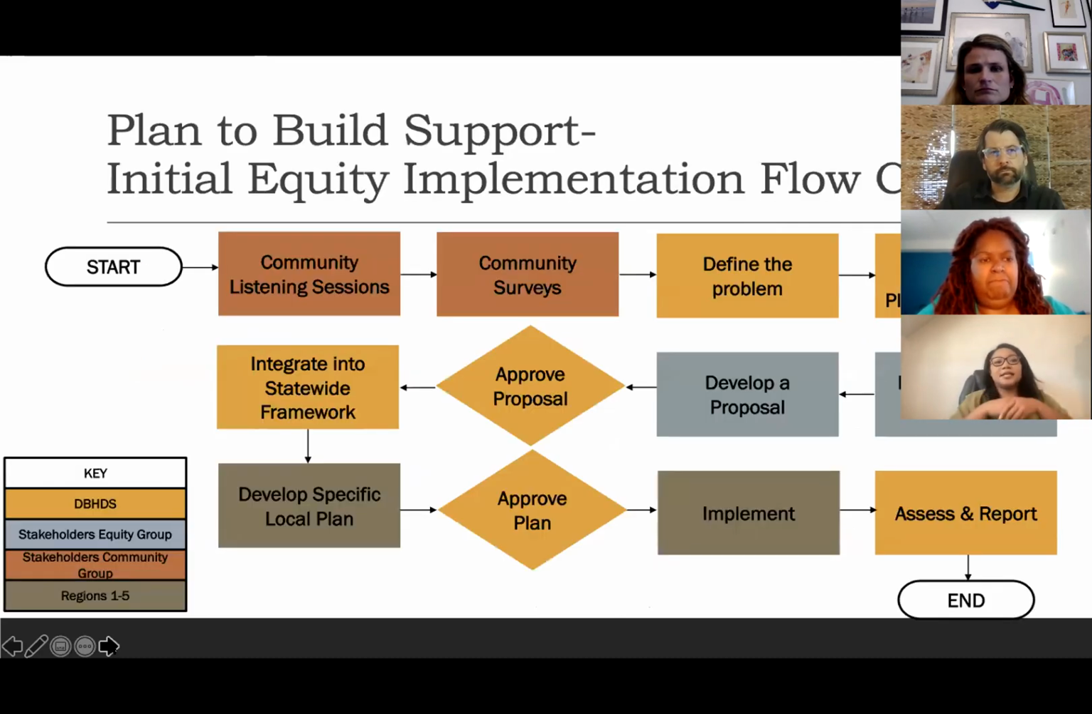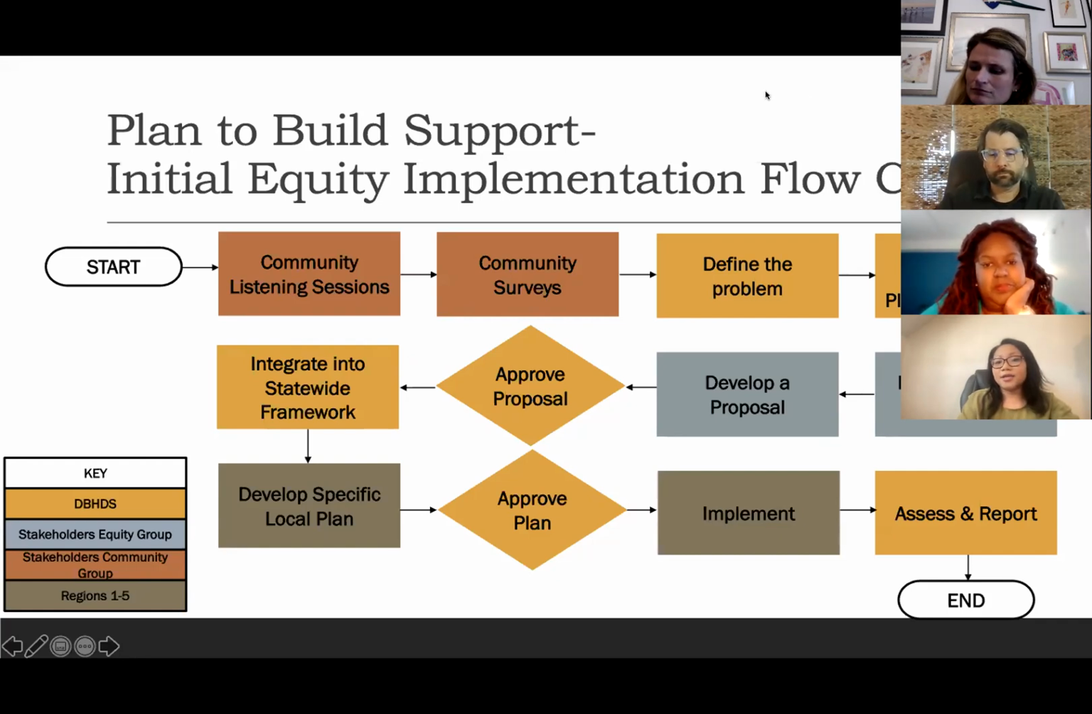The initial implementation flowchart is as displayed, which includes DBHDS, committee stakeholders in the equity and safety subgroup, committee stakeholders in the community subgroup, and regions 1 through 5. We've had community listening sessions and community surveys, which have been largely the effort of stakeholders in the community group. And then, of course, DBHDS has defined the problem, assigned state stakeholder planning members.